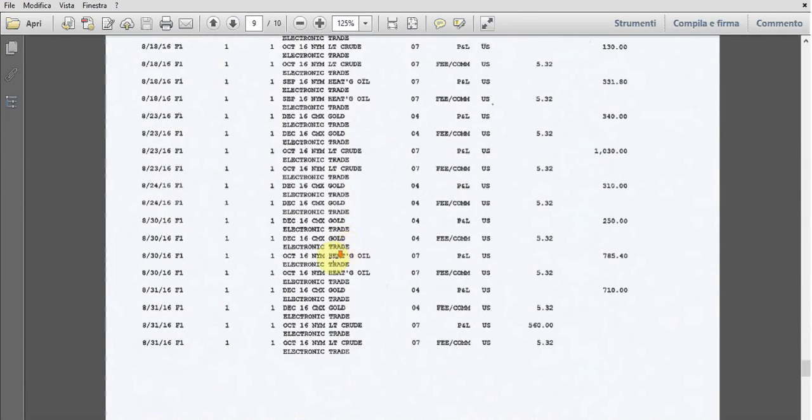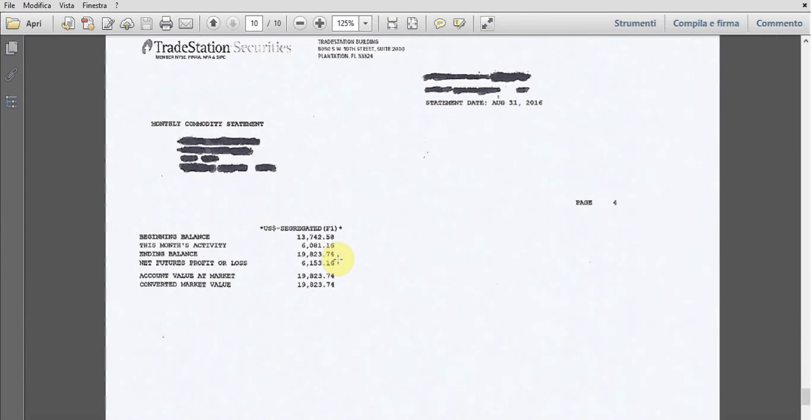At the end of August, we end with a profit and loss for August of more than $6,000. So at the end of August, the ending balance is almost $20,000. Starting from 11,000, we have an increase of the account of roughly 80%, which is by the way a good result, obviously.